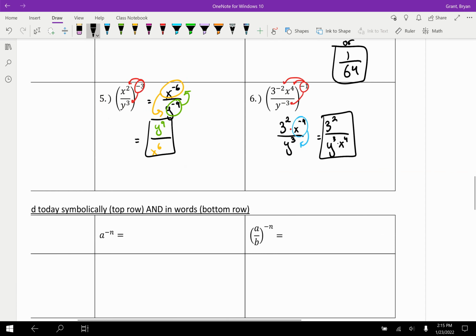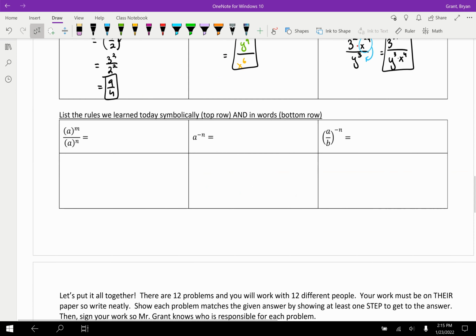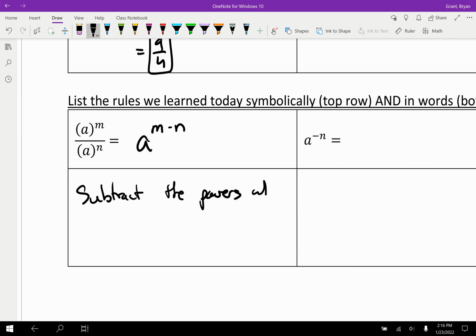All right, so that's enough of me talking. Let's do a quick conclusion, and then you guys have 12 practice problems on the next page to get through. So we'll start with those rules. If you have a base to a power divided by the same base to a power, then to simplify, we can just do a to the m minus n, right? This is basically just subtract the powers when dividing the same base.